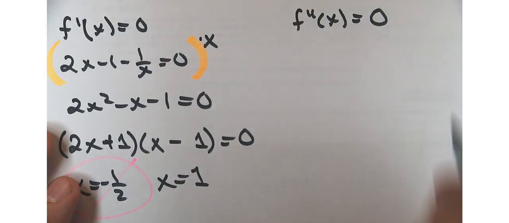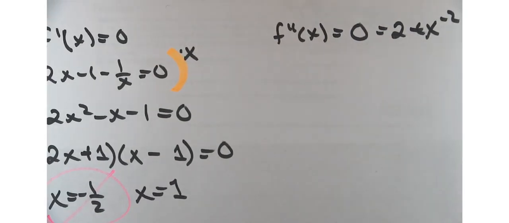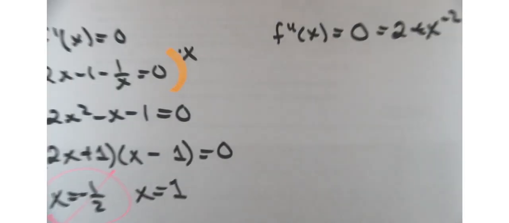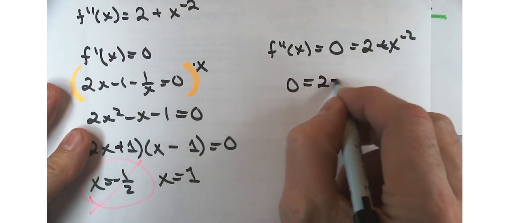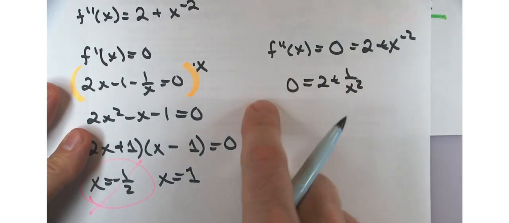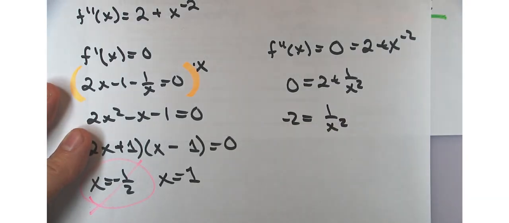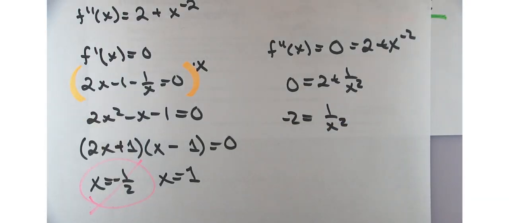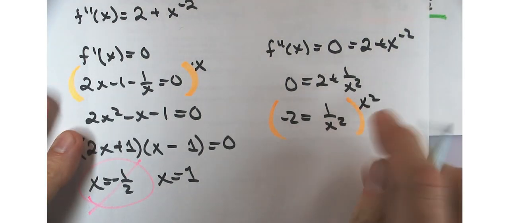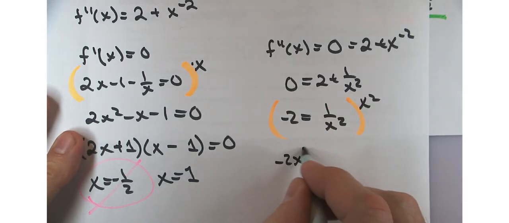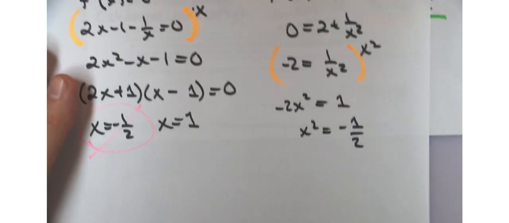And that's going to be 2 plus x to the -2 equals 0. Okay. So that's going to be the same as 0 equals 2 plus 1 over x squared. If I move that to the other side, I end up with negative 2x equals 1 over x squared. Let's do the same trick that we did before. Let's get rid of the fractions here. Multiply both sides by x squared. I get negative 2x squared equals 1. What do you get when you solve for x?